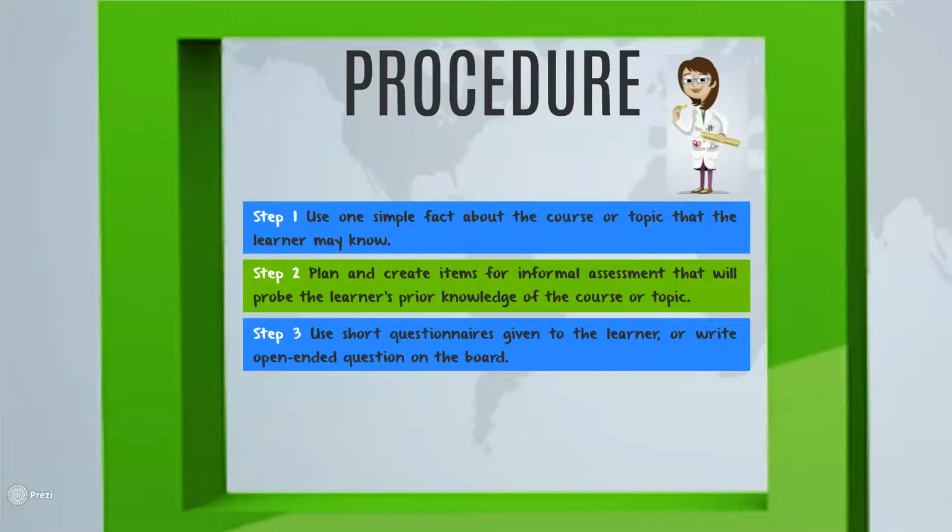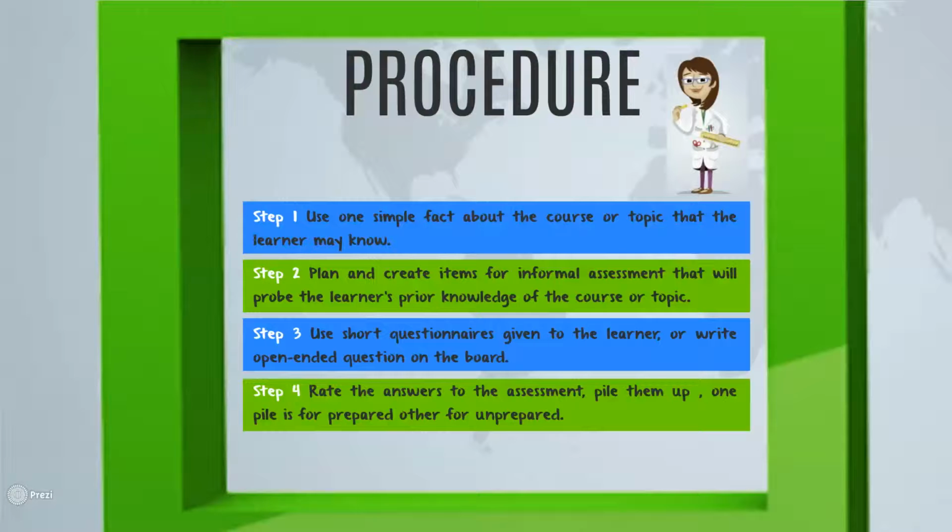Number 4, when you have collected the answers to the assessment, review them and rate them. For example, you could rate each assessment from 1 to 4 for background knowledge, 1 being rated as the lowest background knowledge and 4 being rated as the highest. Then put them into 2 piles. One pile, the unprepared pile from 1 to 2, and then the prepared pile, which would be 3 and 4. This will help you determine which learners are prepared.